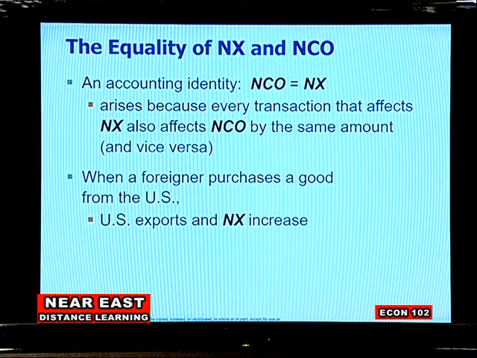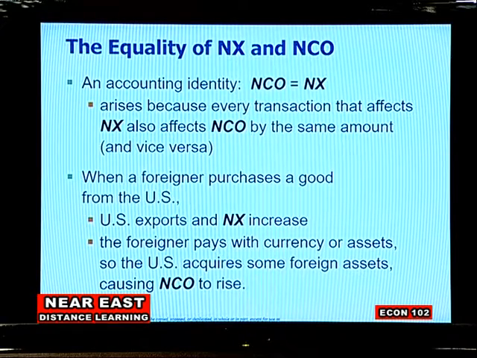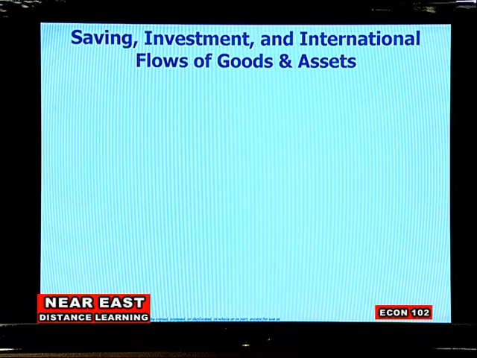For instance, when a foreigner purchases a good from the US, exports increase. Then the foreigner pays with currency or assets, so that the US acquires some foreign assets, causing NCO to increase. So these two terms are always the same thing. On the other hand, when a US citizen buys foreign goods, US net exports fall. That means the buyer pays with US dollars or assets, so that other countries acquire assets, causing US NCO to fall. Then there are other things that need to be explained in this video: savings, investment, and the international flow of goods and assets.